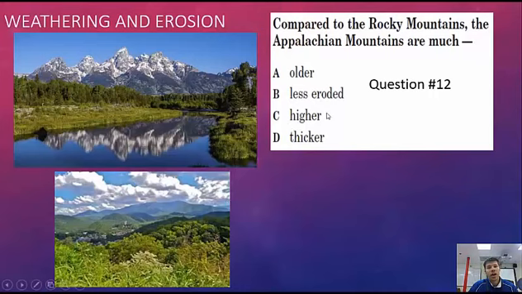They're lower, not higher. And thicker is just not a great word to describe the mountain range here, but they are a little more spread out. Alright, so the best answer here is A. The Appalachian Mountains are much older than the Rocky Mountains.